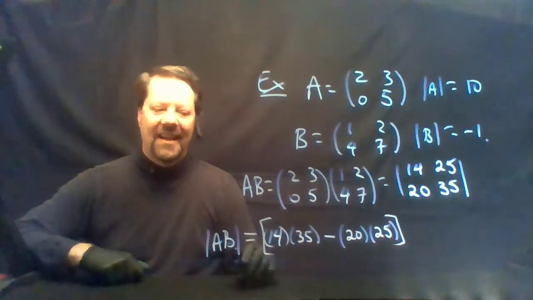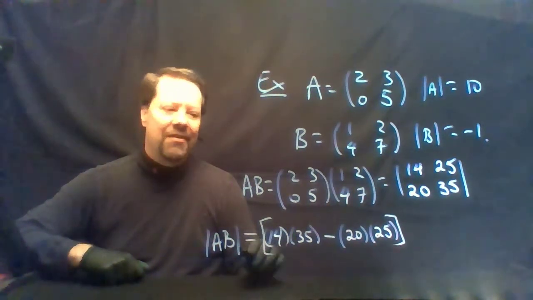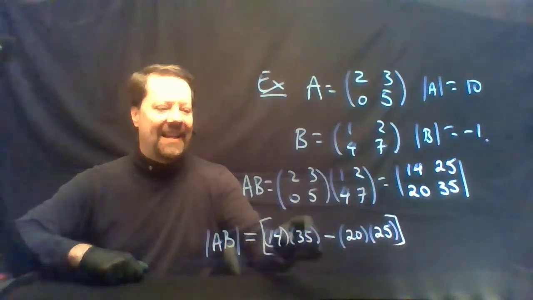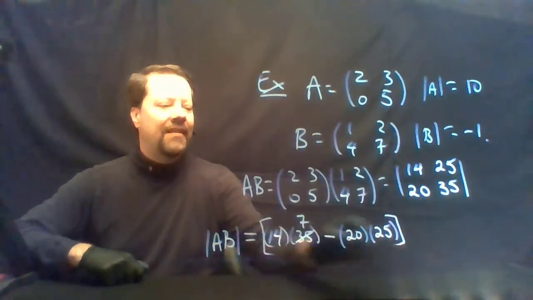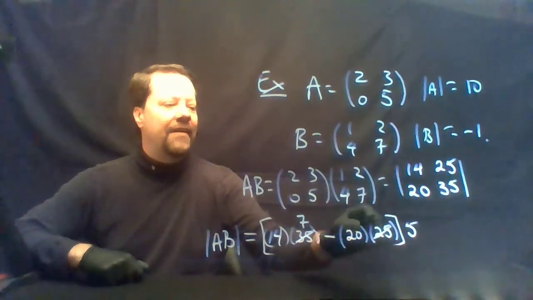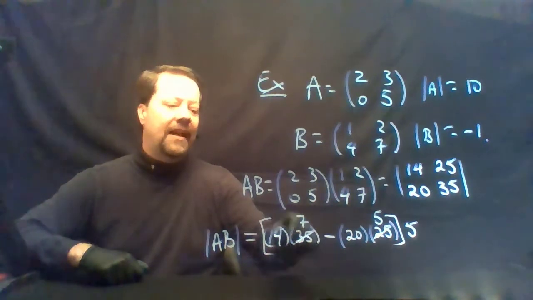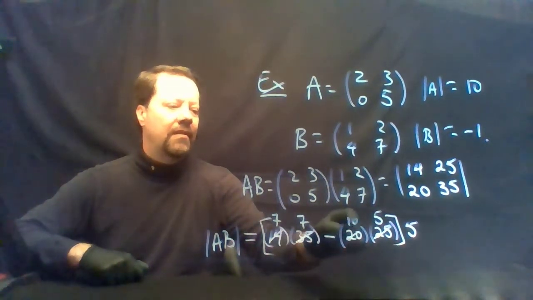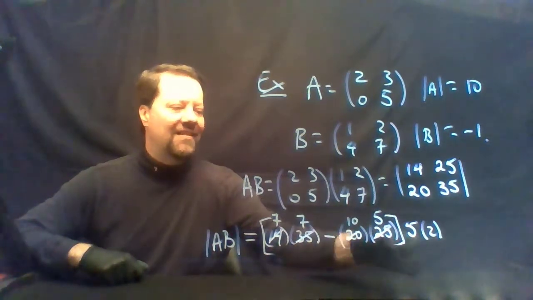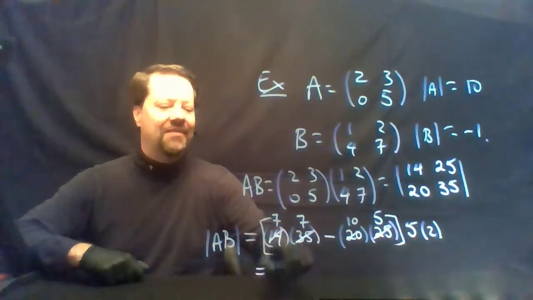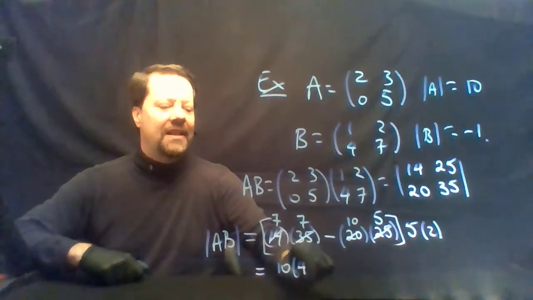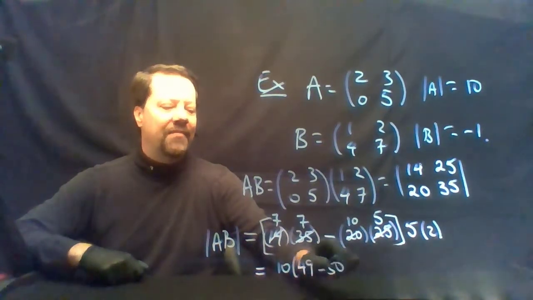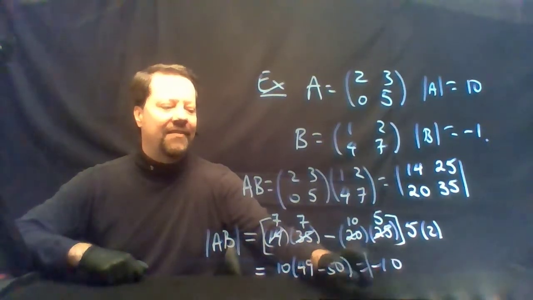I don't know about you, but I like to do my arithmetic by factoring as much as I can out first. I can factor a 5 out of both terms. I can also factor a 2. Notice I have 10 outside now. 10 times 49 minus 50. That's negative 10.